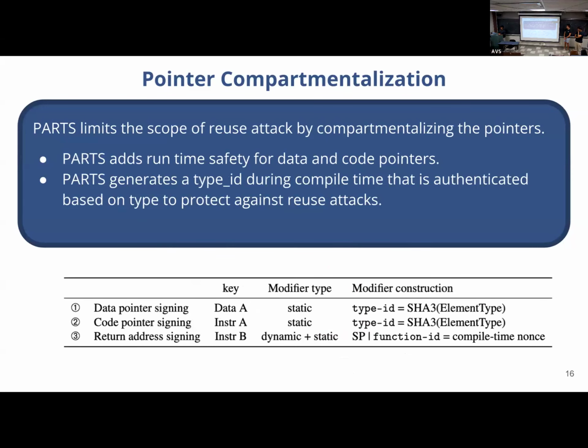Next is data and code pointers. So PARTS adds runtime safety with this, and it does the same thing. It generates a type ID during compile time that is authenticated to protect against these reuse attacks. At the bottom here, you see that data pointer and code pointer signing is just using the type ID, while return address signing is using that type ID plus the stack pointer.